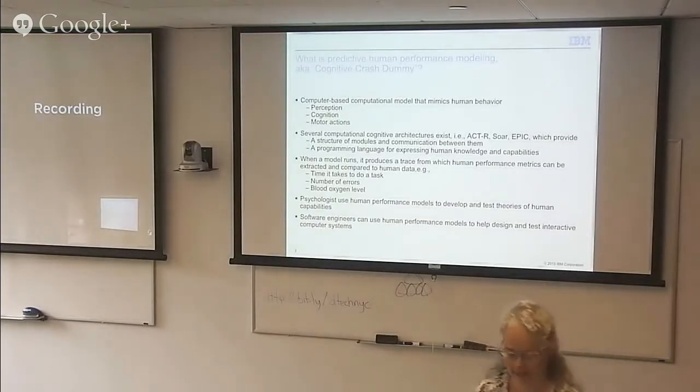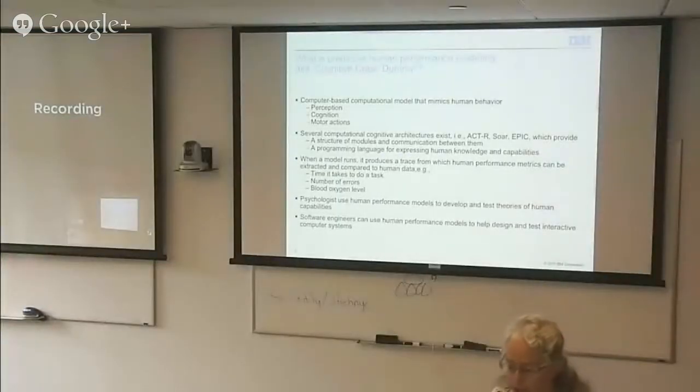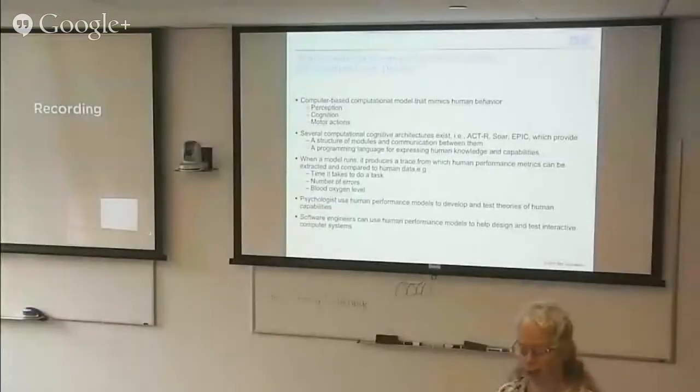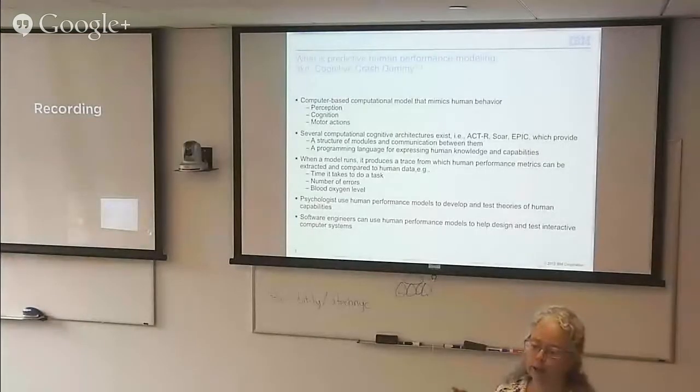So what is a cognitive crash dummy? By analogy, an automotive crash dummy is a physical model that the automotive industry puts in their prototypes of cars and smashes them against walls to find out how much they're going to maim and kill people before they tool up to do the whole production of a car. So in that same way, a cognitive crash dummy is a way to evaluate design ideas before you implement them.